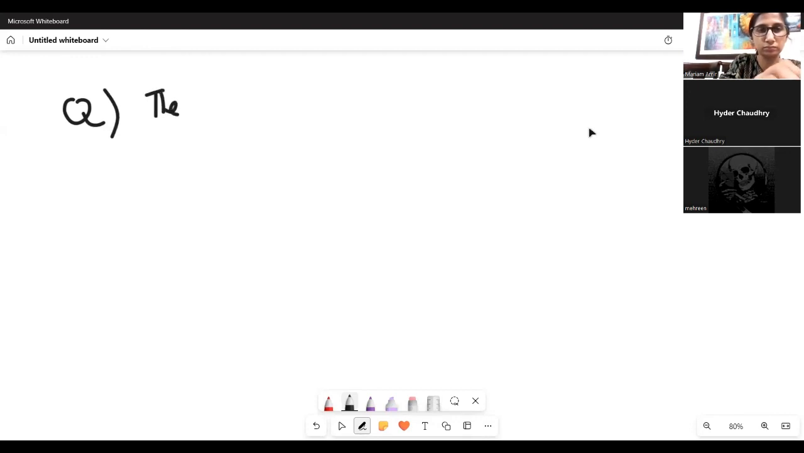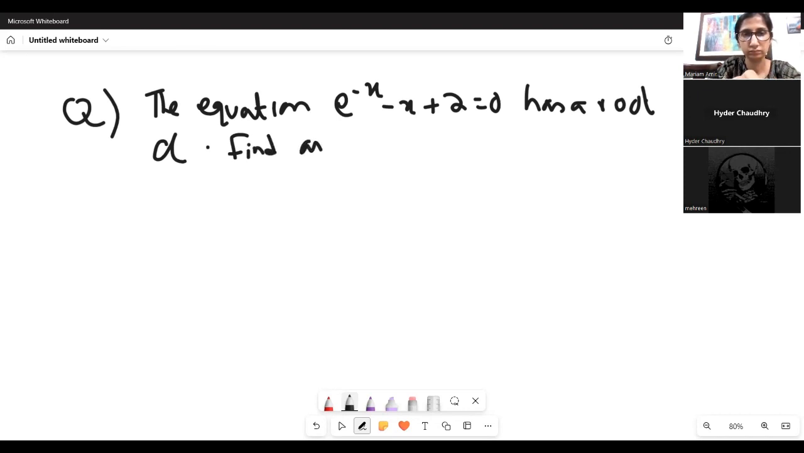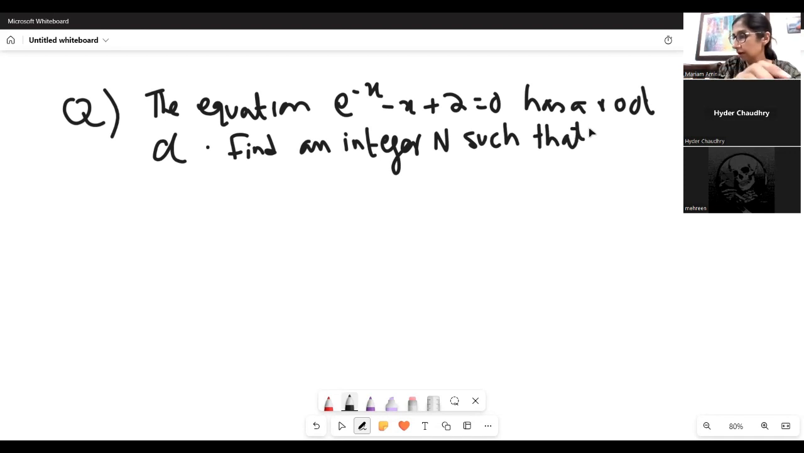the equation e to the power minus x plus 2 equals 0 has a root alpha. Find an integer n such that alpha lies between n and n plus 1. The equation e to the power minus x plus 2 equals 0 has one root alpha. Find an integer n such that alpha lies between n and n plus 1.